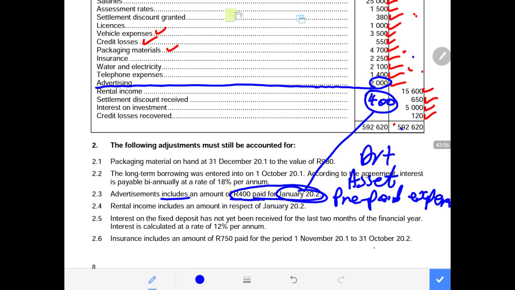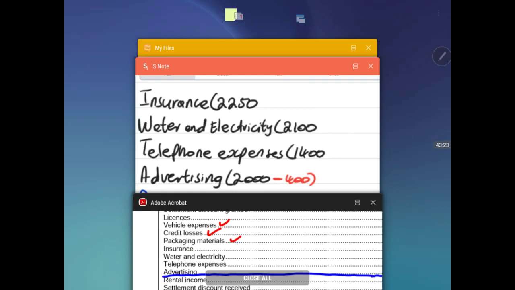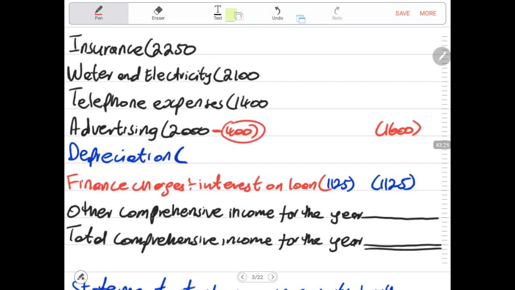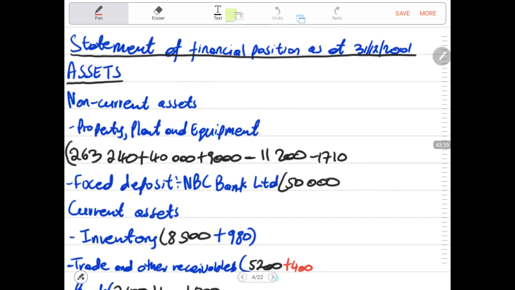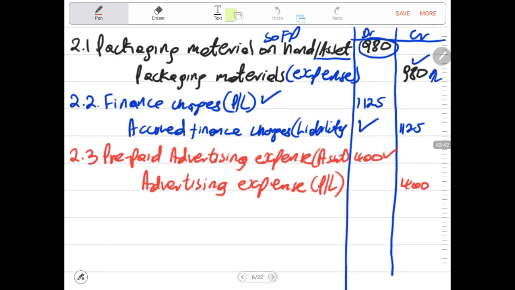We are removing the 400 because the 400 of advertising is not for the current year, it's for next year. So we don't want this 400 to be in the income statement of the current year, because the income statement must reflect expenses of the current year, not expenses of the next year. That is why now it becomes negative in the income statement, reducing our advertising, which is overstated by advertising of next year.